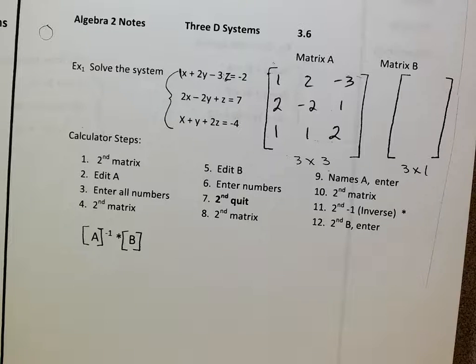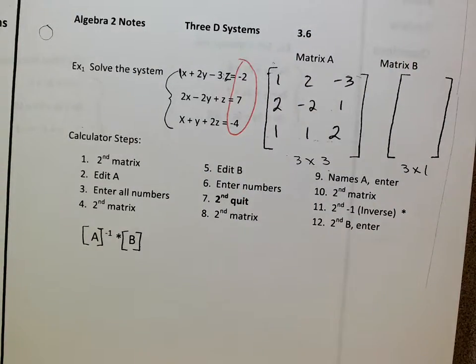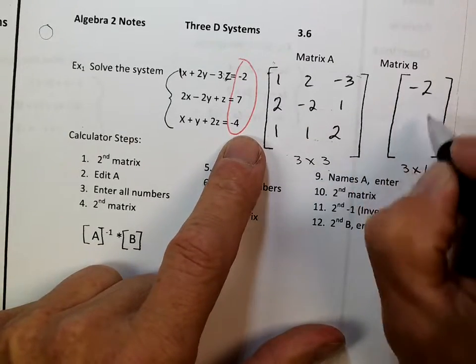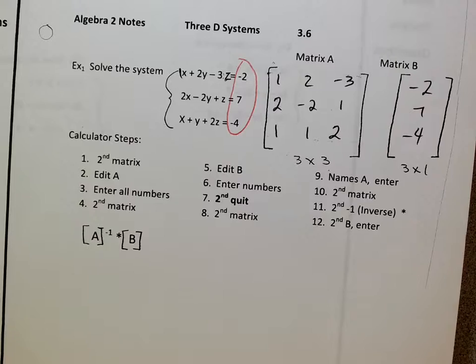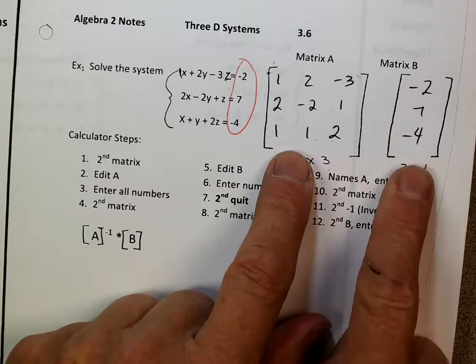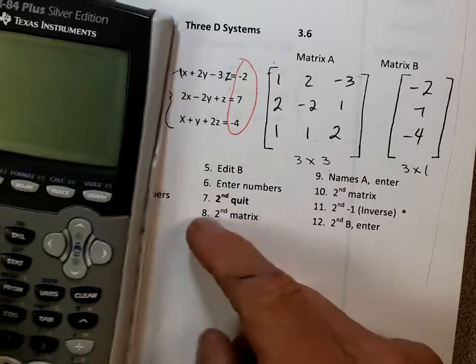Now we also need to make the answer box. The answer box are these numbers. That's going to be matrix B: -2, 7, and -4, okay? So we want to put these numbers into our calculator. To do that, we're going to find matrix, all right?